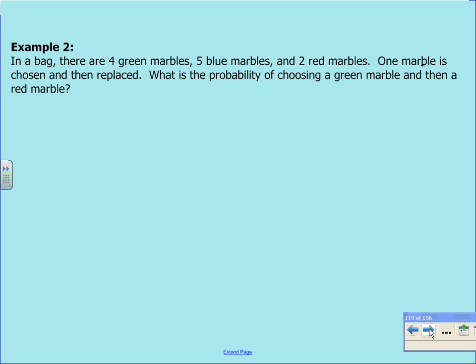All right, so in a bag, there are 4 green marbles, 5 blue, and 2 red. One marble is chosen and then replaced. What is the probability of choosing a green marble and then a red marble? So why is this independent? Why is this an independent event? Sean? Give me a little more than that.